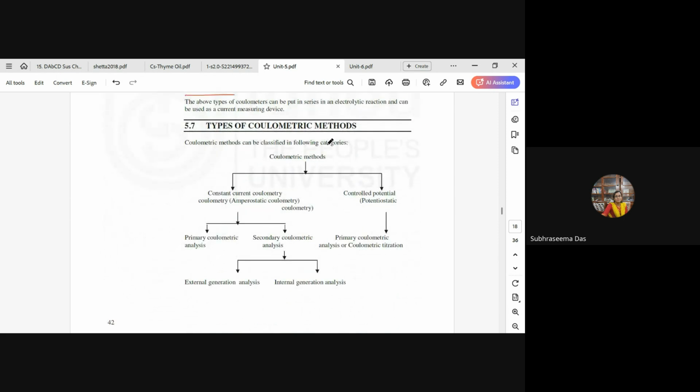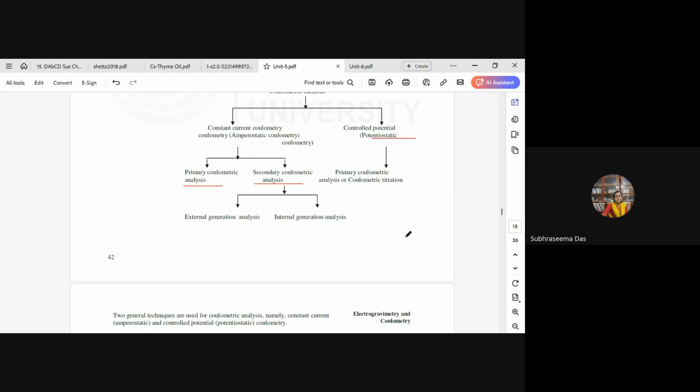Then the types of coulometric methods. In general, coulometric methods have been classified into two types: amperostatic, where constant current is used, and controlled potential, that is potentiostatic. Amperostatic coulometry has been classified into primary coulometric analysis and secondary coulometric analysis. Controlled potential coulometry, or potentiostatic, just consists of coulometric titration.